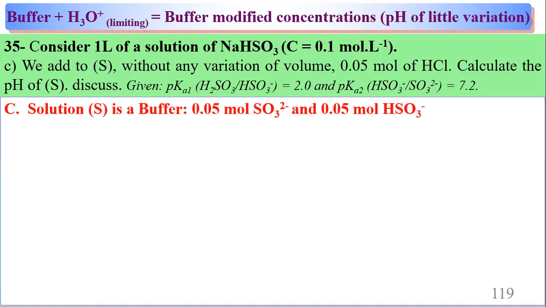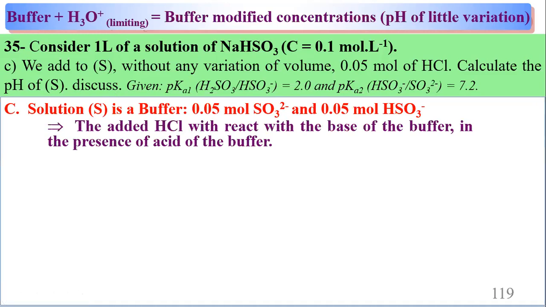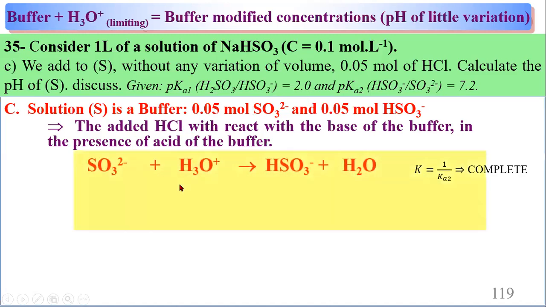So in solution S, we had 0.05 mole of the sulfite, SO3 2-, and 0.05 mole of the hydrogen sulfite as a buffer system. So when we add HCl, what happens? What will it do? Come on, guys, what will it do? Yes, of course, the HCl, you all know it's H3O+, and that H3O+ will be neutralized by the base of my buffer, of course, by the SO3 2-.